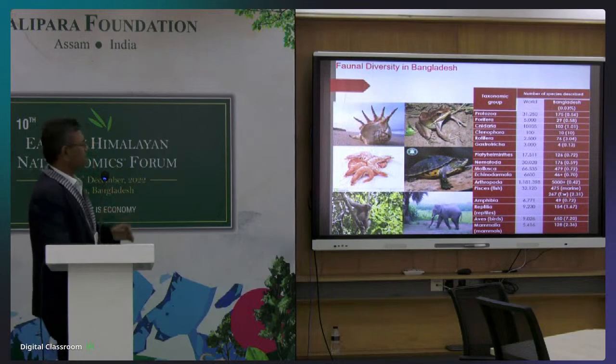So this is another slide that also shows the comparison in animal diversity between Bangladesh and the global average.